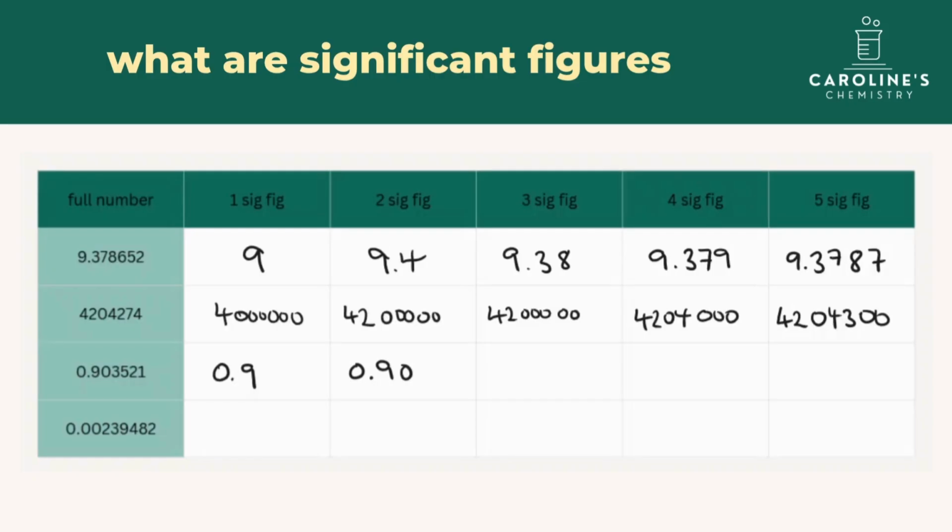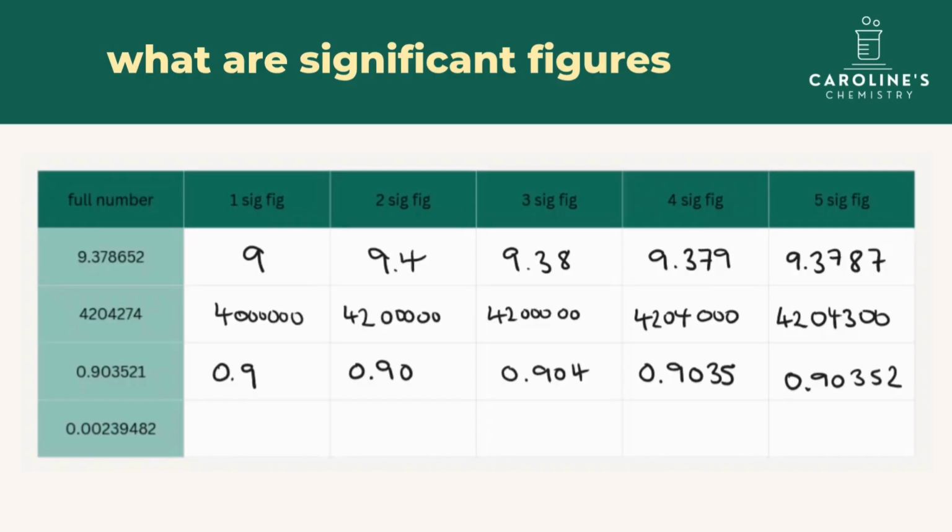So now because that 0 is after a number, it does count as a significant figure. 3 sig figs: first 0 doesn't count, 904, that 0 in the middle counts. 4 sig figs, 0.9035, rounding down from that next door 2. And then 5 significant figures, 0.90352, again rounding down from the 1 that was next door.